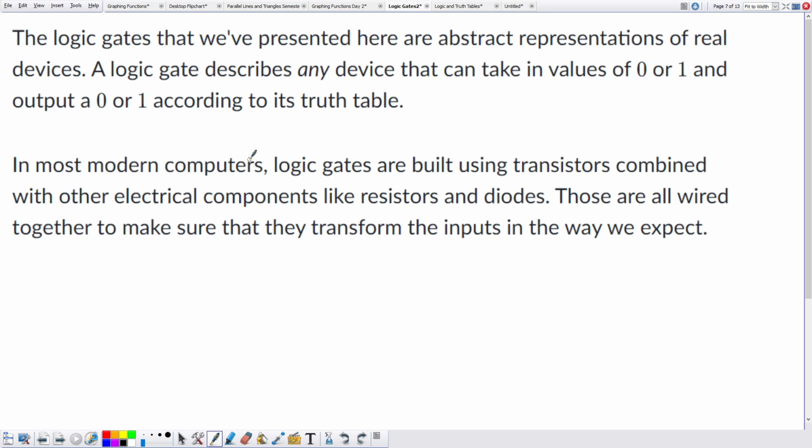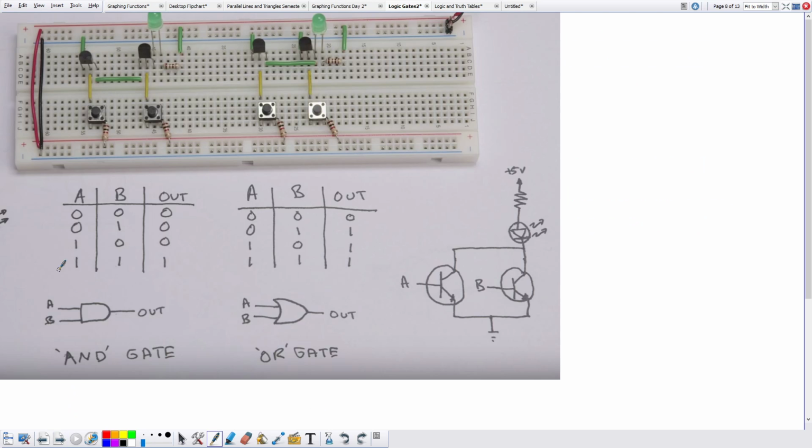In most modern computers, logic gates are built using transistors combined with other electronic components like resistors or diodes. They're all wired together to make sure that they transform the inputs in exactly the way we'd expect. Here is just a basic circuit board, obviously very enlarged. In real life, the circuits on your computer are microscopic. There are billions of logic gates in every computer.